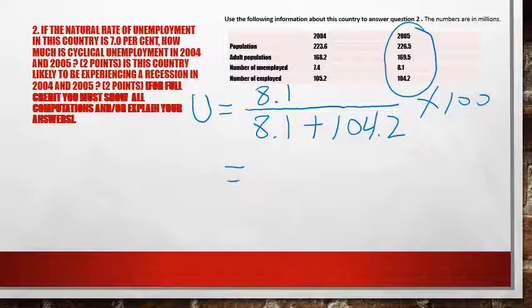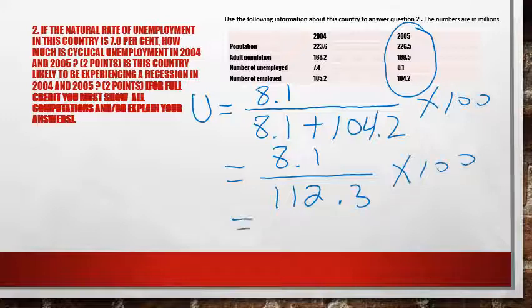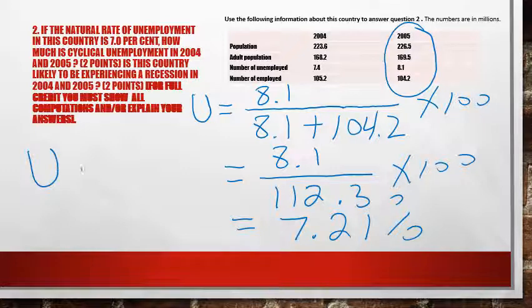Okay, so it's 8.1 divided by 112.3 times 100, and that's going to give us 7.21%. The math looks correct. And again, what I've just calculated is the total unemployment rate, which includes frictional, structural, and cyclical.